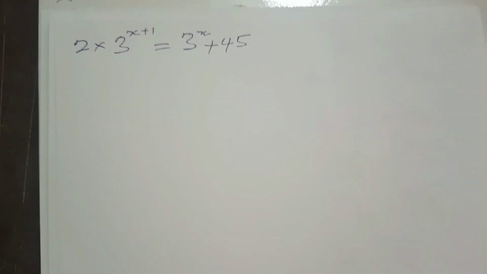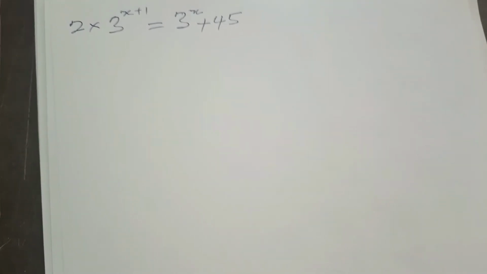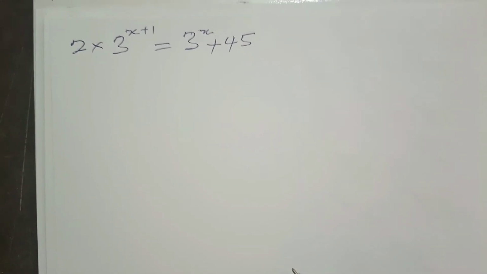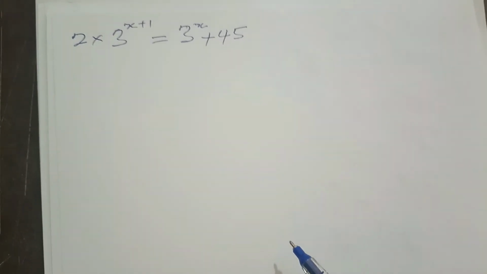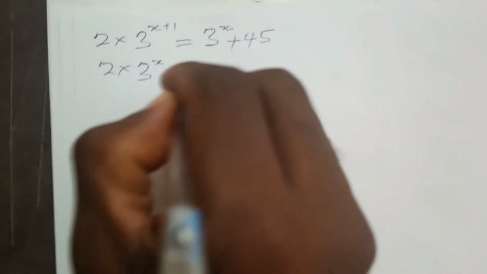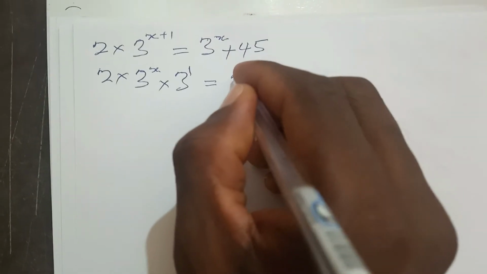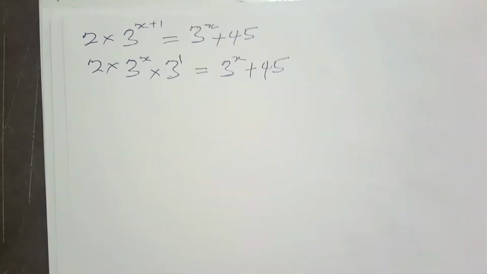Since there is addition, we are going to work it out in a way that will not involve applying the laws straightforward from the beginning, because none of the laws talks about addition. So the addition here will be a challenge. Because of that, let's break it down using the laws. And this will be the same as 2 times 3 exponent x times 3 exponent 1 based on the first law. And this is going to give us 3 exponent x plus 45.